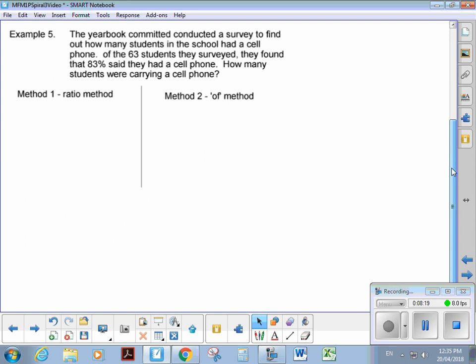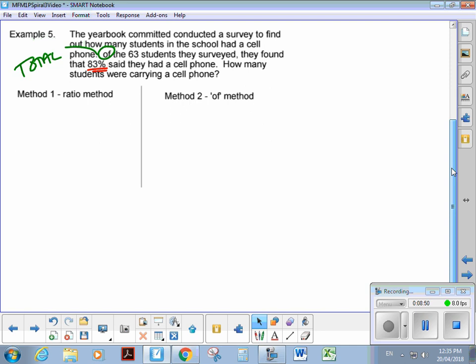The yearbook committee, it should be committee, conducted a survey to find out how many students in the school had a cell phone. Of the 63 students surveyed, so hey, there's that word again. What does of mean? Of means total. Of the 63 students they surveyed, they found that 83%, hey, there's that percent symbol, that represents two numbers, not one, 83% had a cell phone. How many students were carrying a cell phone?